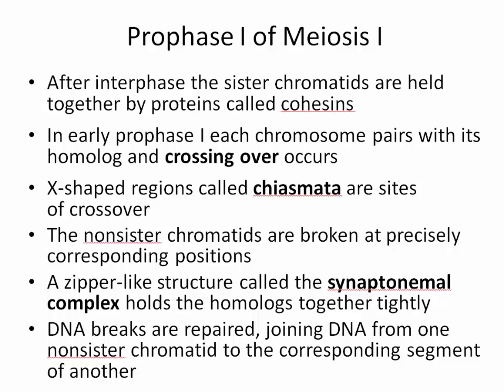A zipper-like structure called the synaptonemal complex holds the homologs together tightly, and DNA breaks are repaired very fast, joining DNA from one non-sister chromatid to the corresponding segment of another. So there's actually a complex which will hold the chromatids together while they're crossing over. And the DNA is breaking, but it's repaired very rapidly.